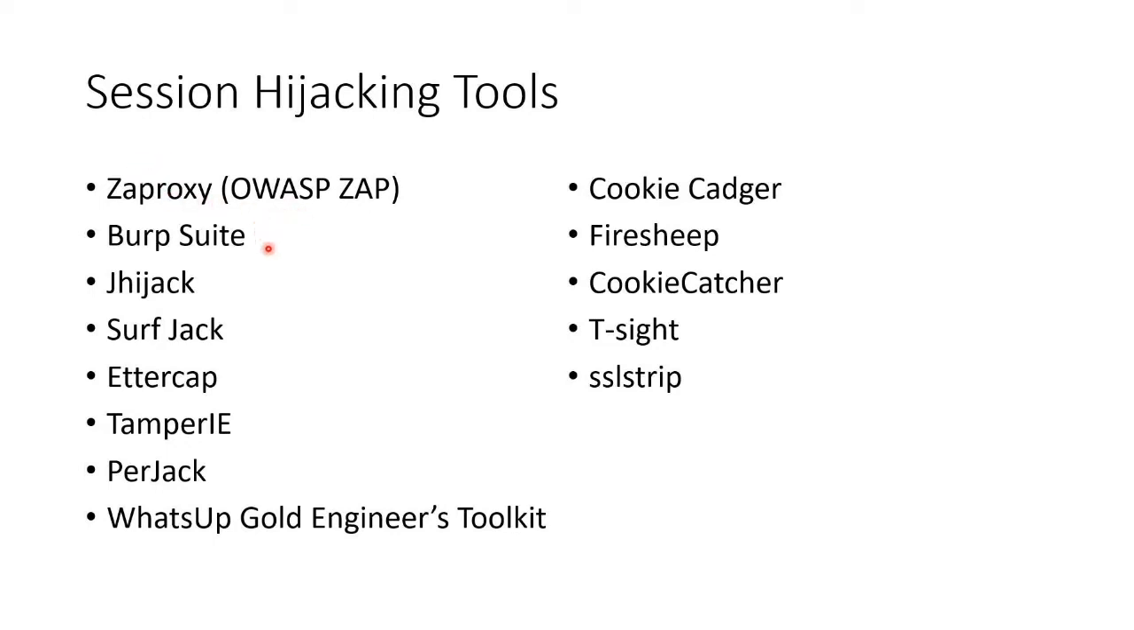There's the Burp Suite. Burp Suite is basically a man-in-the-browser proxy. It's a proxy that intercepts what the browser is doing on a website, and you can manipulate what they're doing manually. There's Hijack, Surfjack, Ettercap. Ettercap is mostly an ARP poisoning tool. There's Tamper IE, Perjack, What's Up Gold, Cookie Cadger, Firesheep, Cookie Catcher, T-Site. This was the old TCP man-in-the-middle tool.